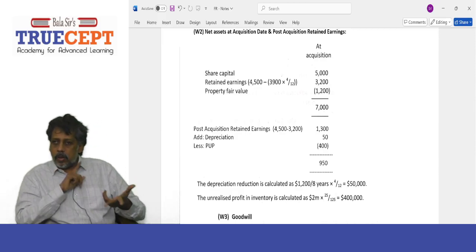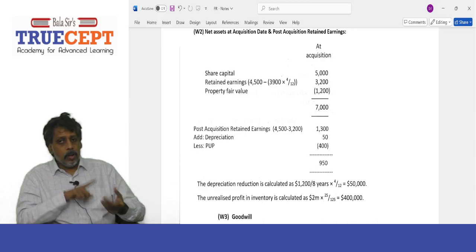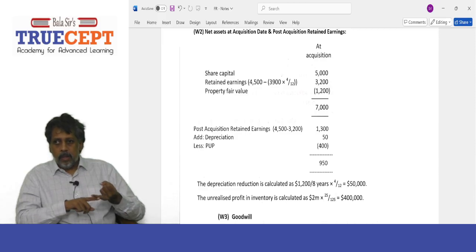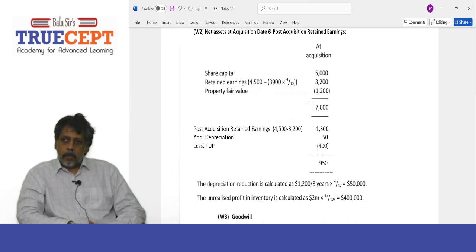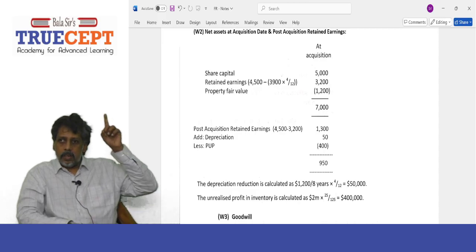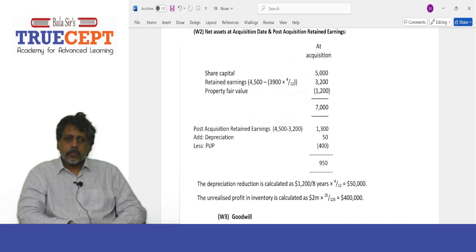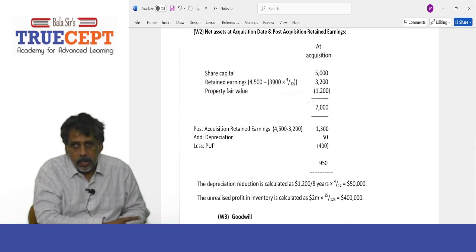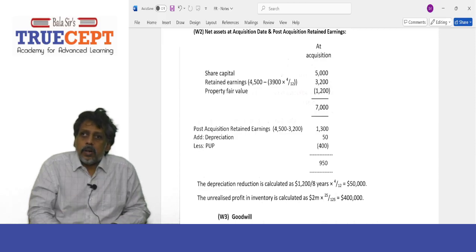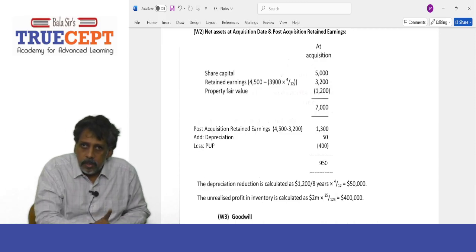So how much do you get? 1,300. Point to note, guys, don't rush. From this, I'm supposed to add back. Remember, since there is a downward valuation of the asset, the depreciation expense will reduce accordingly. So that should increase your profits. Yes or no? Yes, sir.